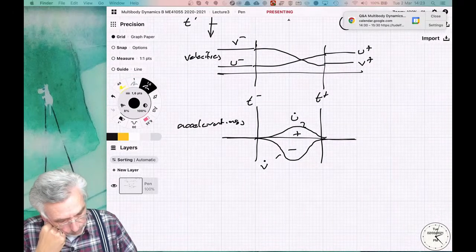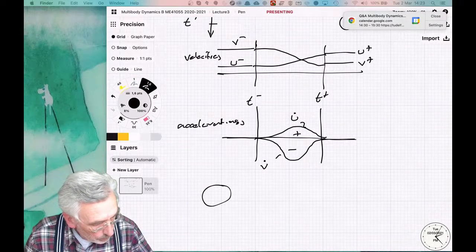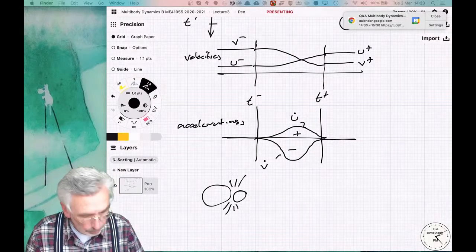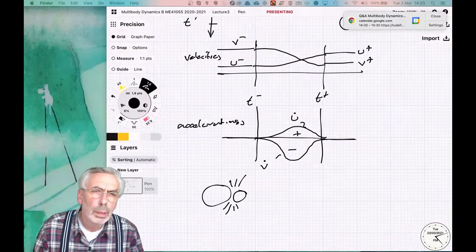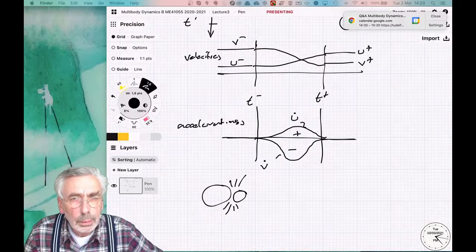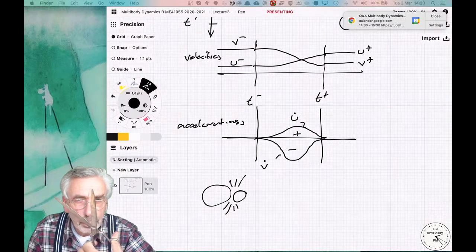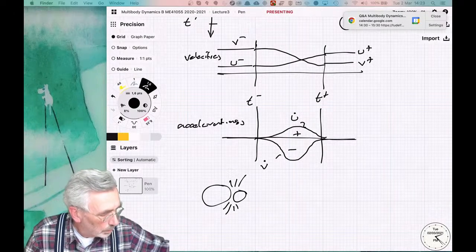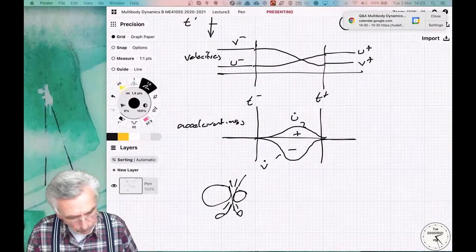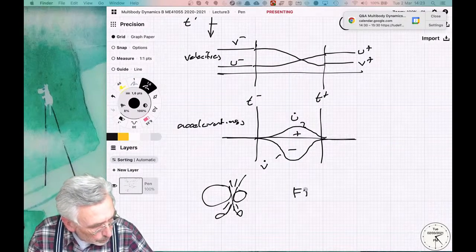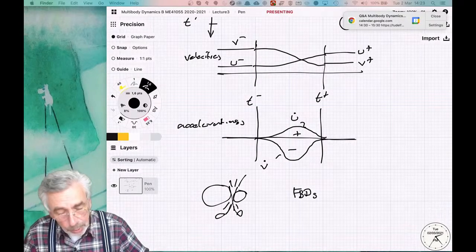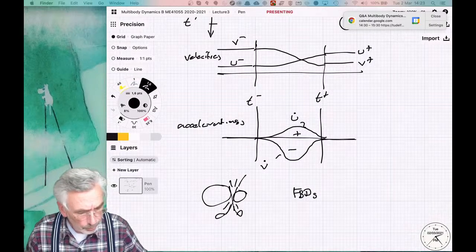Now let's analyze more in detail. Let's take the impact thing here. And what was our most powerful instrument for the engineer? How do we analyze that? Remember? Scissors. So with the scissors, I'm going to cut these bodies loose. So I make free body diagrams out of this. And the free body diagrams in our case are, of course, very simple.